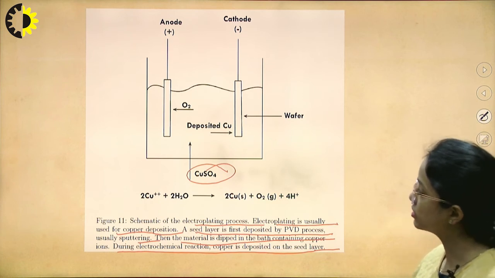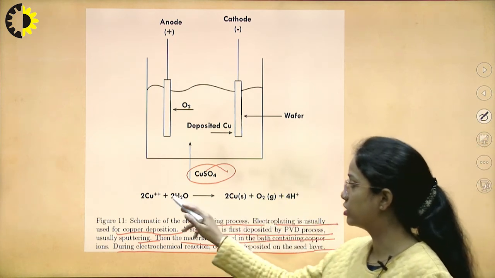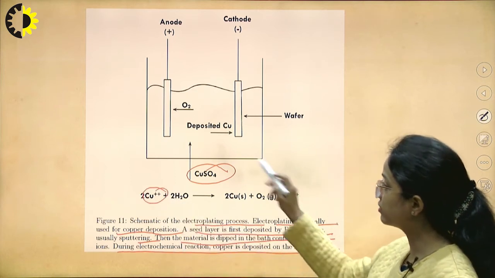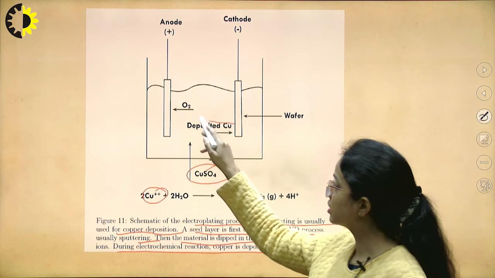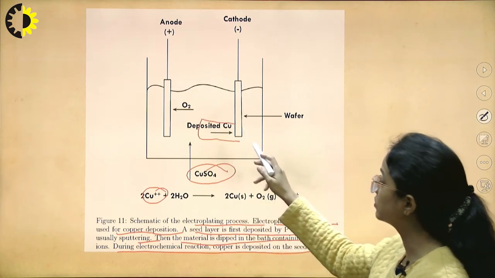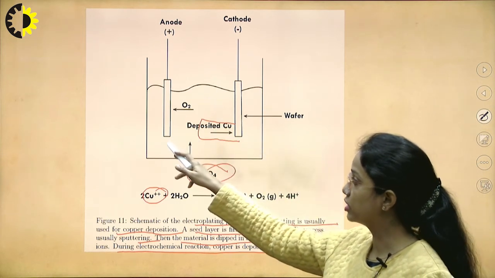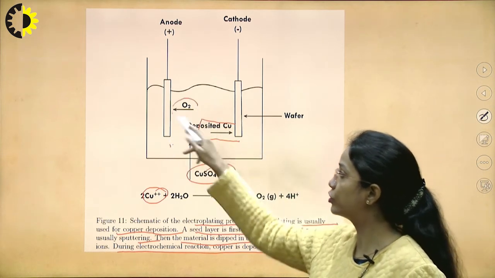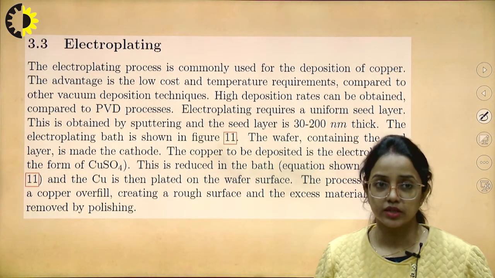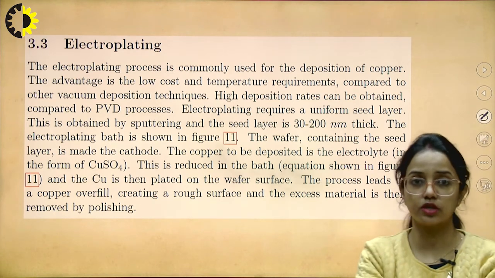We can see that there will be generation of copper ions and sulfate ions. So in the liquid, copper will be deposited on this cathode, and there will be an anode at which oxygen, O2 molecules, are seen approaching. So the electroplating process is the most commonly used method for deposition of copper.